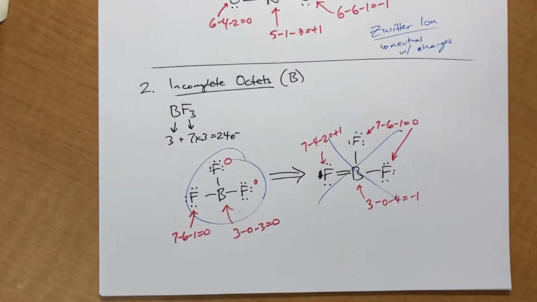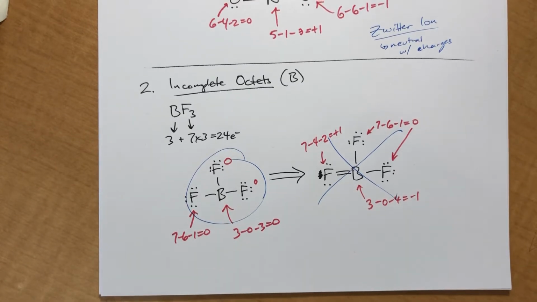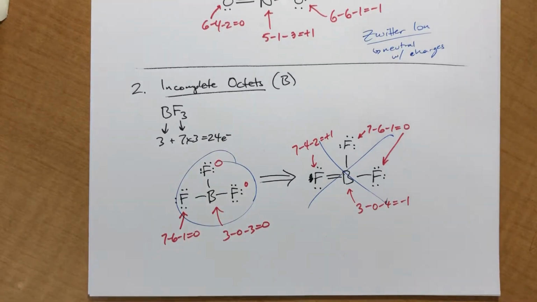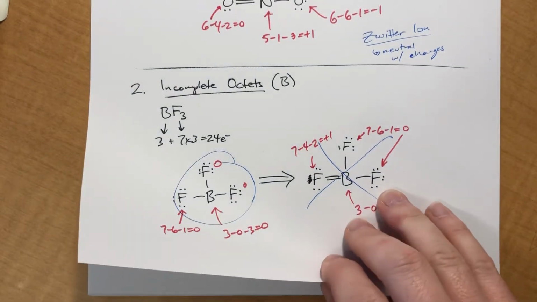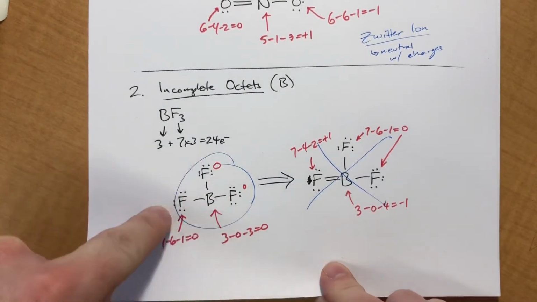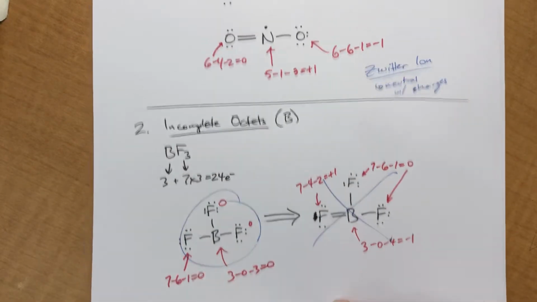I will tell you that this doesn't happen very often at all. Boron, as far as I'm aware, is the only element that ever does this. So it's pretty unique, okay? Not a big deal, it doesn't happen very often, but this explains why BF3 is a perfectly happy molecule, even though it doesn't look like it should be. Okay.